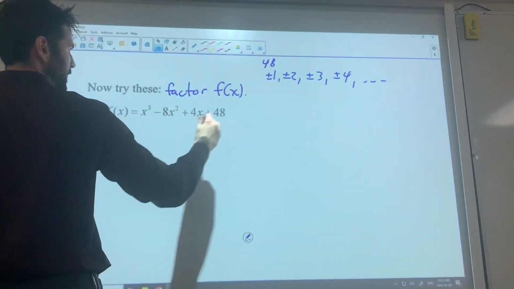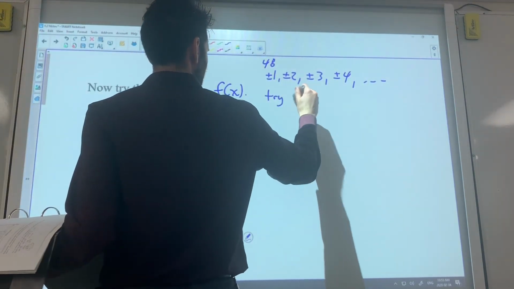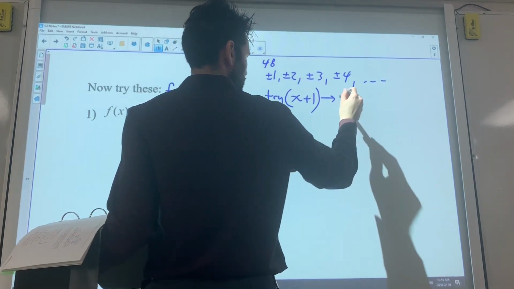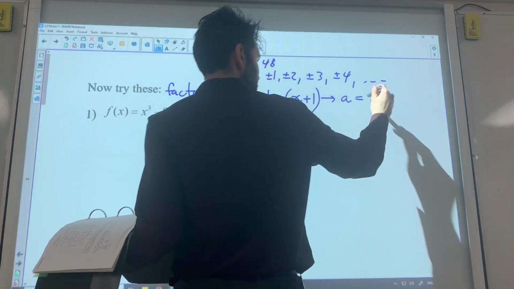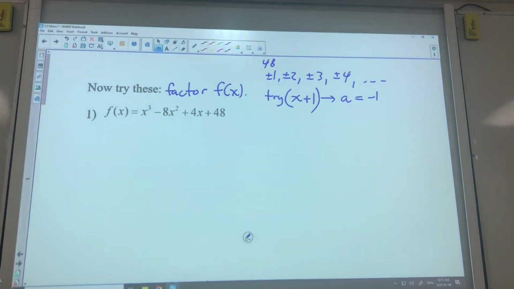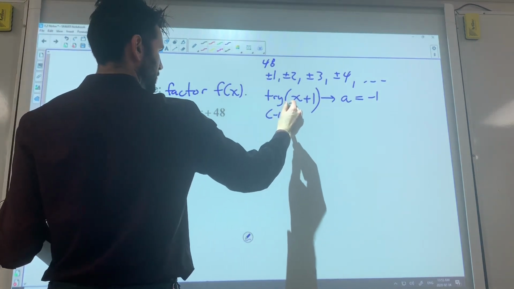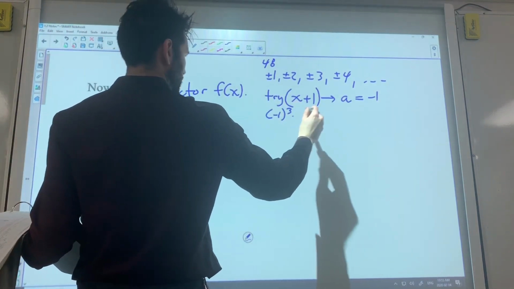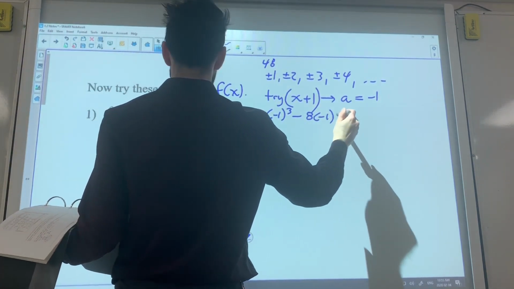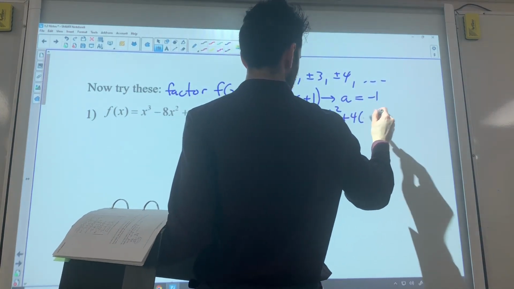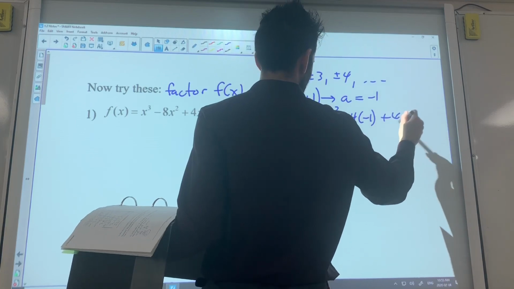So let's just try x plus 1. If you're trying x plus 1, the a value when you solve this is -1. Do you need to show your work? Not necessarily, but it doesn't hurt. I've seen lots of people not write it out and then make stupid mistakes. I'm prone to making those kind of silly mistakes, so I'm going to write it out.